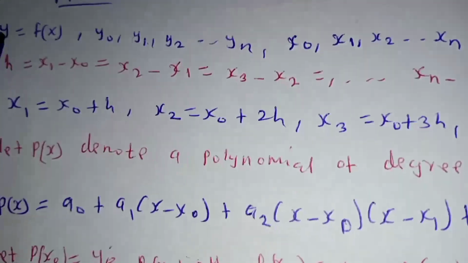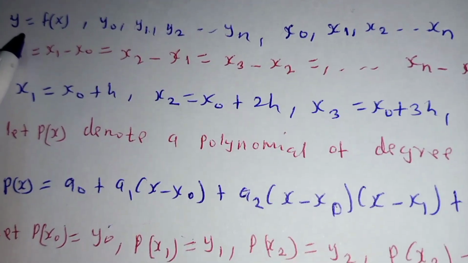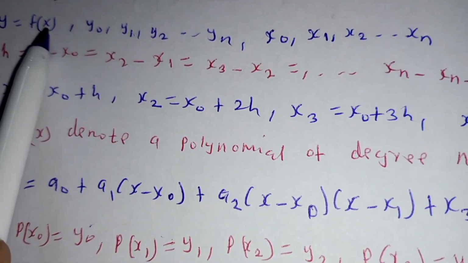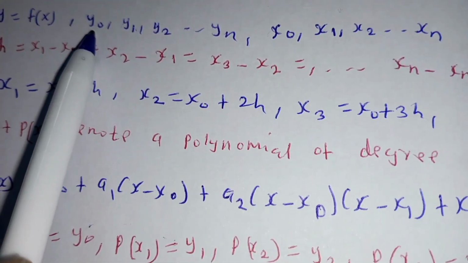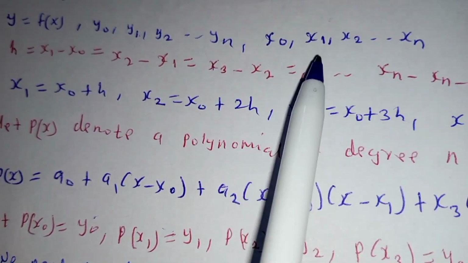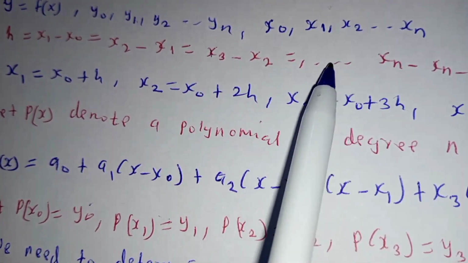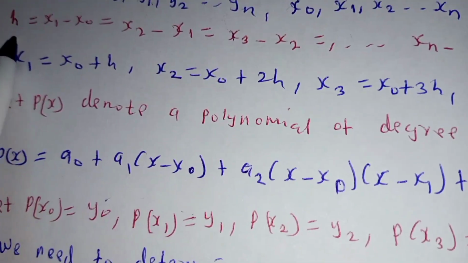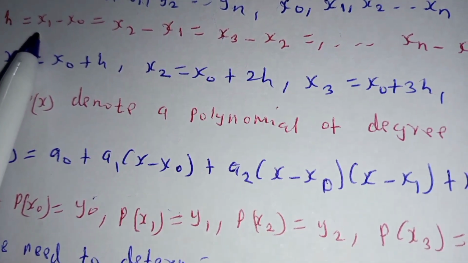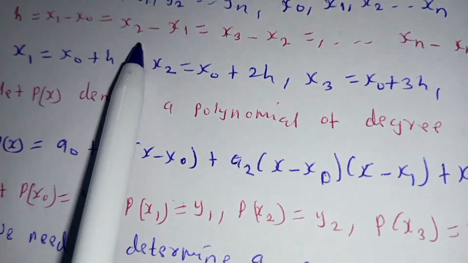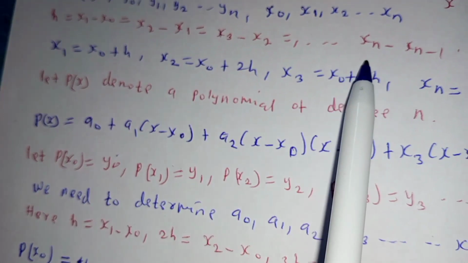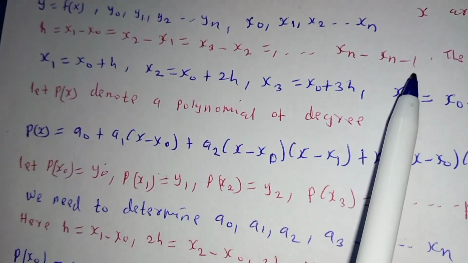In order to prove that, we are going to let y be a function, y is equal to f of x, which takes the values y naught, y1, y2 all the way to yn corresponding to x naught, x1, x2 all the way to xn. Here h is the equal distance, and it is given by x1 minus x naught, which is equal to x2 minus x1, which is equal to x3 minus x2, all the way to the last term, which is xn minus xn minus 1.